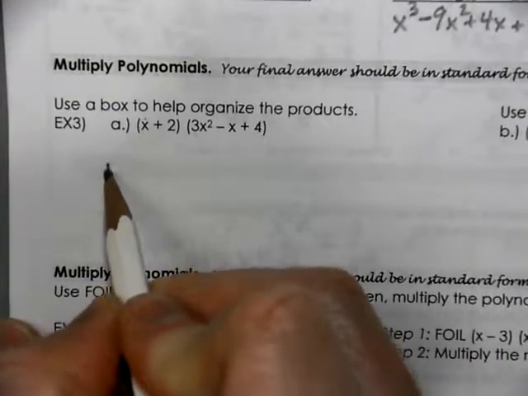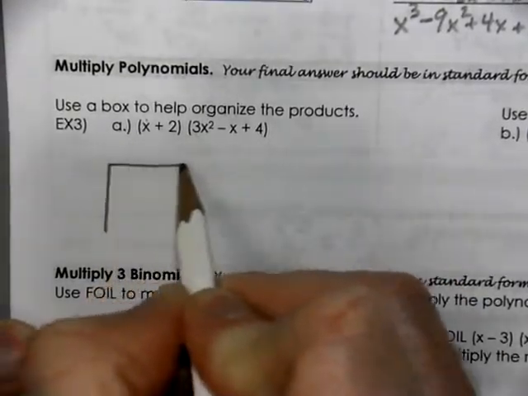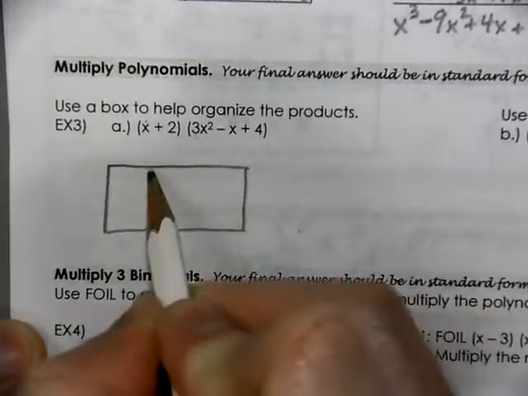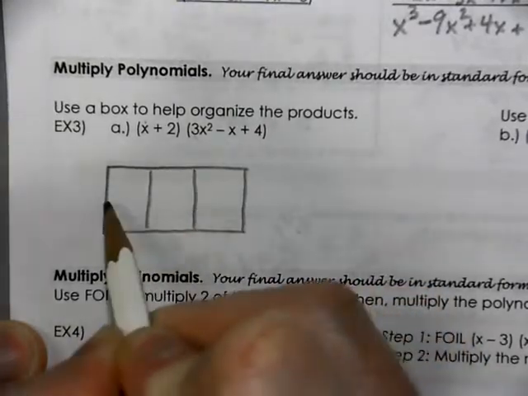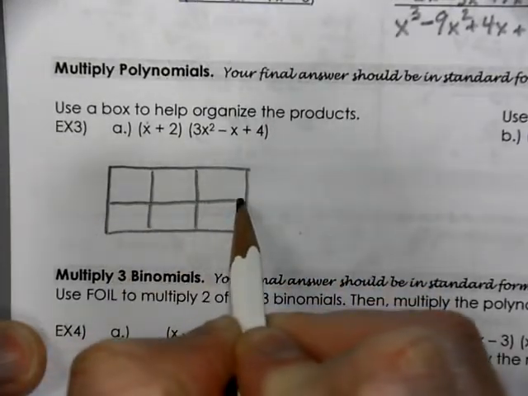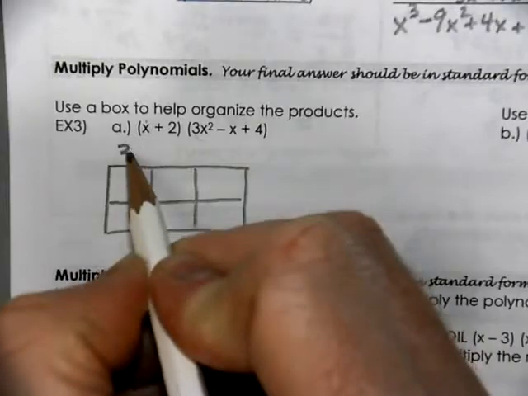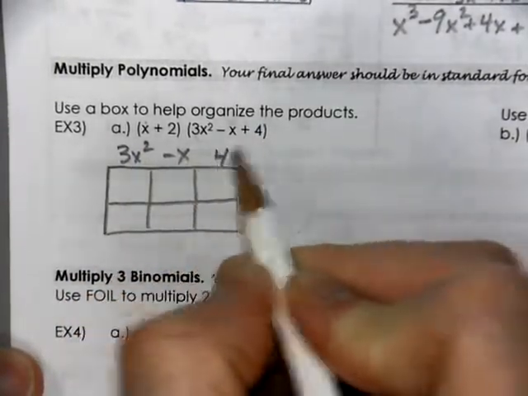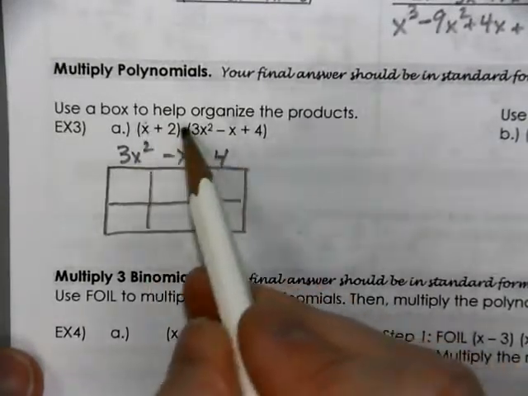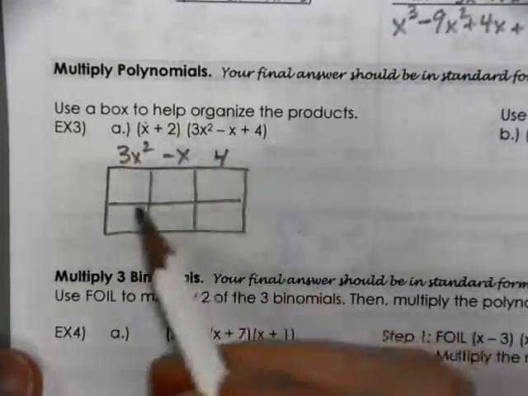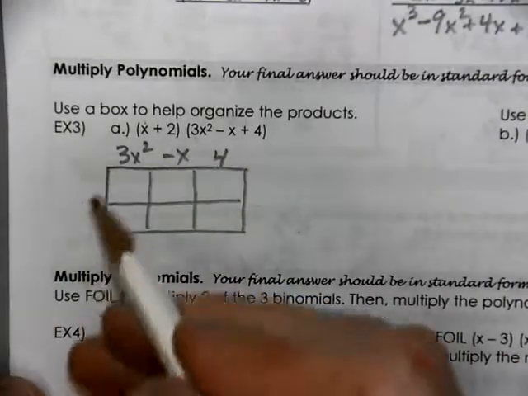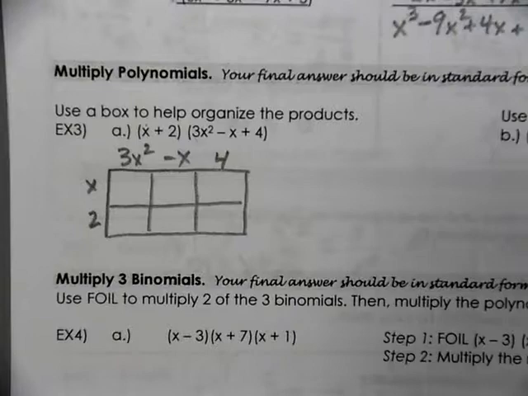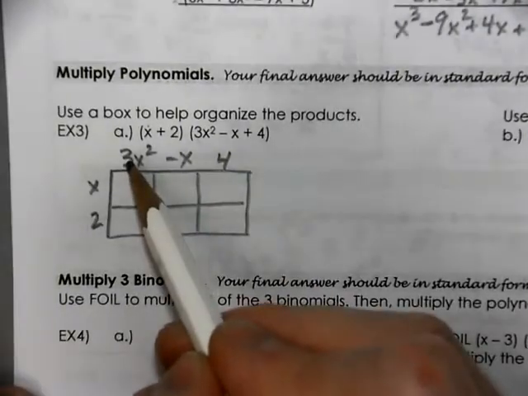So we're going to make our box. We have a 3 by 2. So we have our 3x squared, our negative x, and our 4. This is already in factored form, so that's why the factors are on the outside and not on the inside of the box. With an x and a 2.